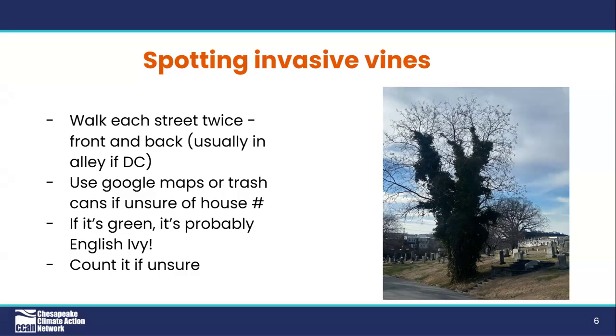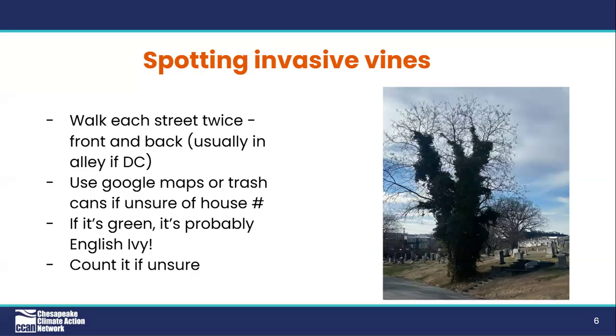In the city, it's nice because we have alleyways, so it's easier to get behind houses. This gets a lot trickier elsewhere. I was surveying in Springfield, Virginia, last week, and it's a really different ball game because people had much bigger properties, so it was trickier to tell what trees were on whose property. But if you're able to access the back of the houses, that's a good practice.